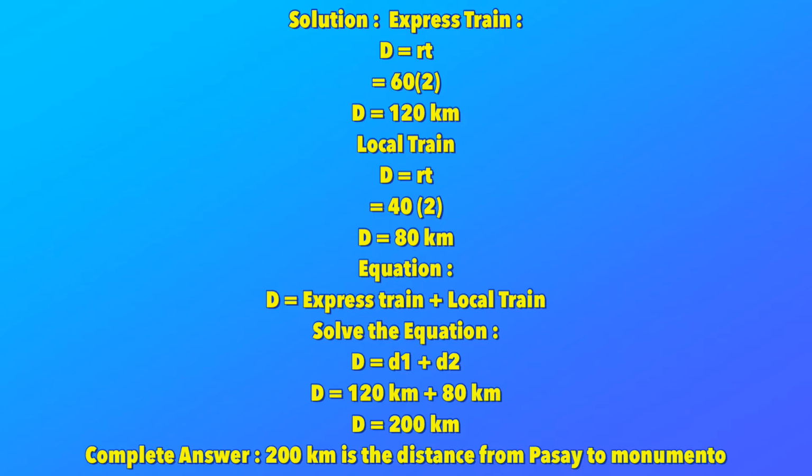So our equation is distance equals the distance of the express train plus the distance of the local train. The distance covered by the express train is 120 kilometers, and for the local train it is 80 kilometers. What we have to do is add. So the distance covered from Pasay to Monumento is 200 kilometers. Therefore, our complete answer is 200 kilometers, the distance from Pasay to Monumento.